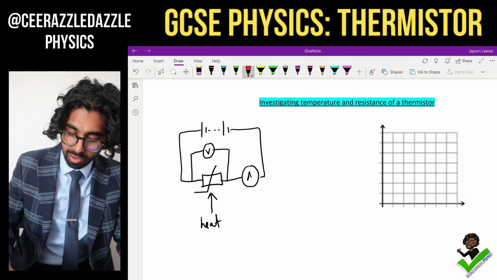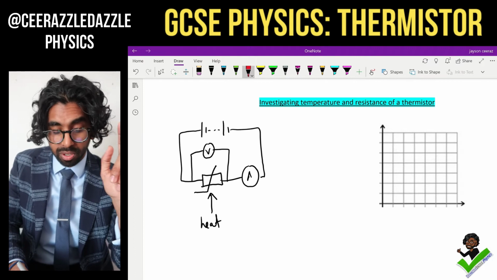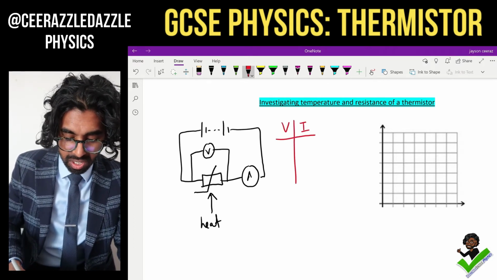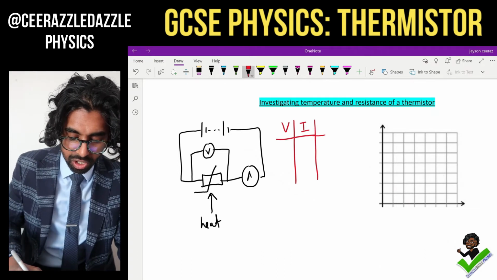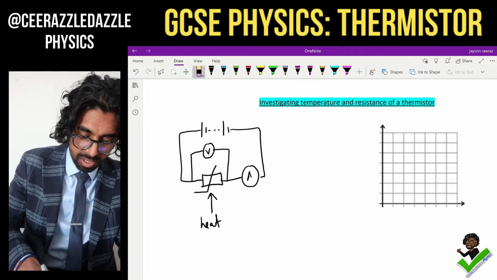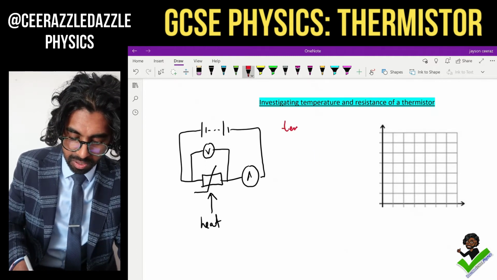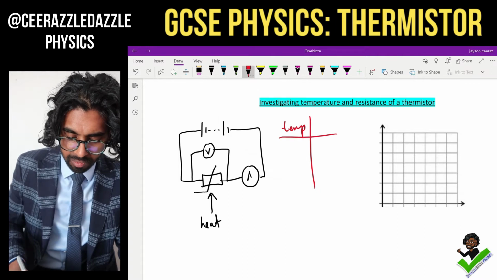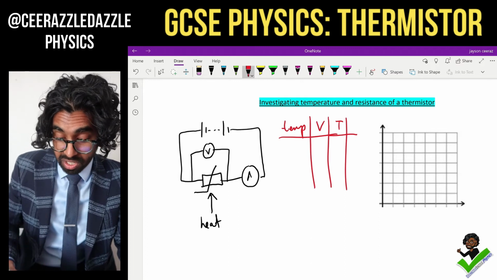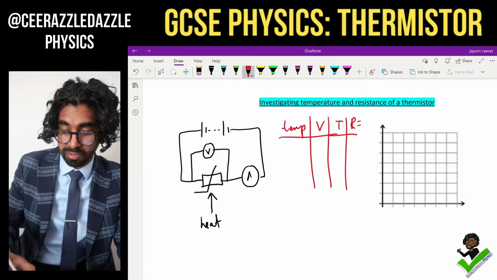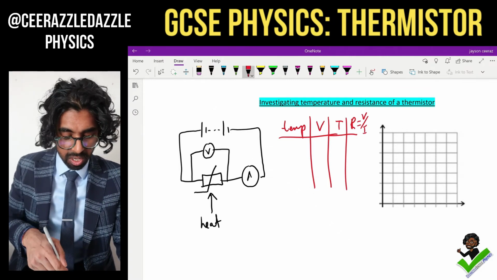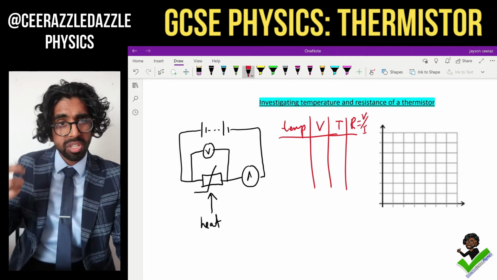So let's do our table of results first. We have voltage, current, and we're going to change the temperature. Let's put the temperature first, so we're going to have temperature in our first column. Then I want the values of the voltage, the values of the current, and then I want to measure the resistance. I can measure the resistance by doing V divided by I. So we're going to change the temperature. We start at room temperature, then we just heat it up.